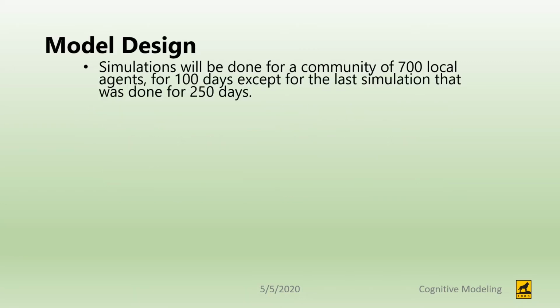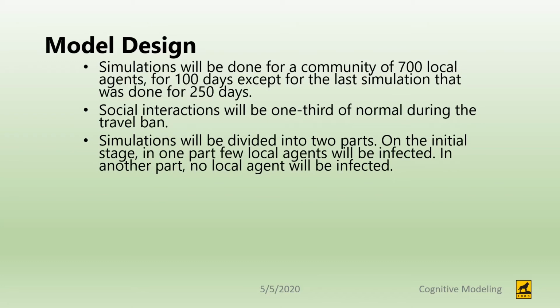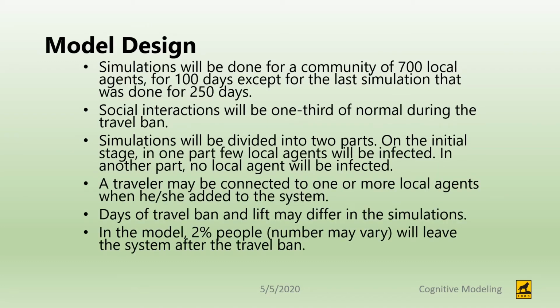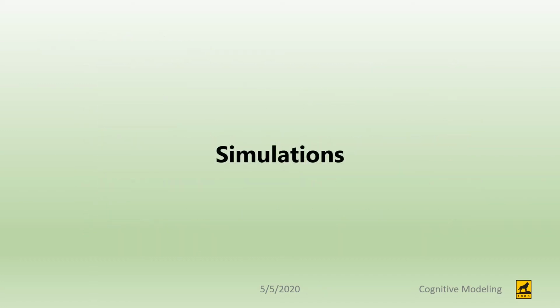We will run the model in a system that has 700 local agents. Social interaction decreases by one third from normal time during travel ban. A traveler may be connected with one or more local agents. A few people will leave the system after the ban. We will change lifting and imposing days for travel ban in this model. Let us see some simulations now.